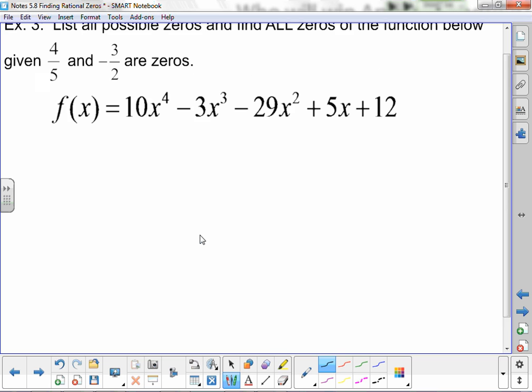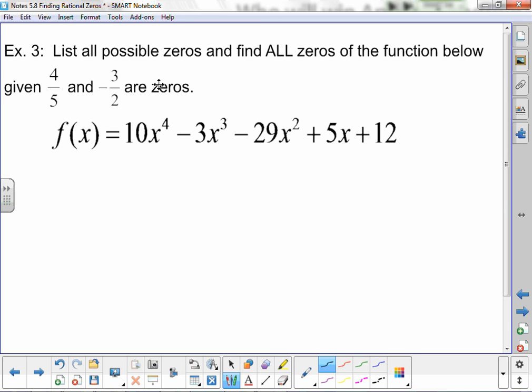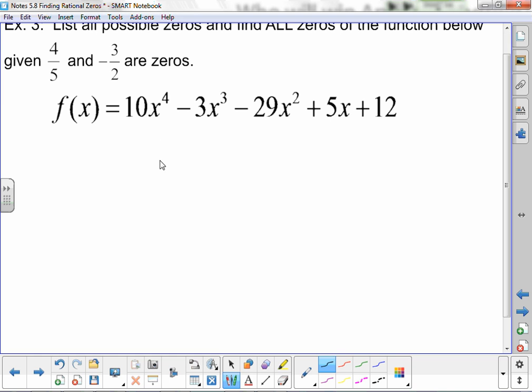All right, so let's try this one. List all the possible zeros and find all the zeros. And I gave you 2 of the zeros, and they're actually fractions. That's why I gave them to you. Otherwise, I'm pretty sure you guys would have been guessing for a while, which isn't a bad thing. But factors of 10 are 1, 10, 2, and 5. So plus minus 1, 2, 5, and 10.